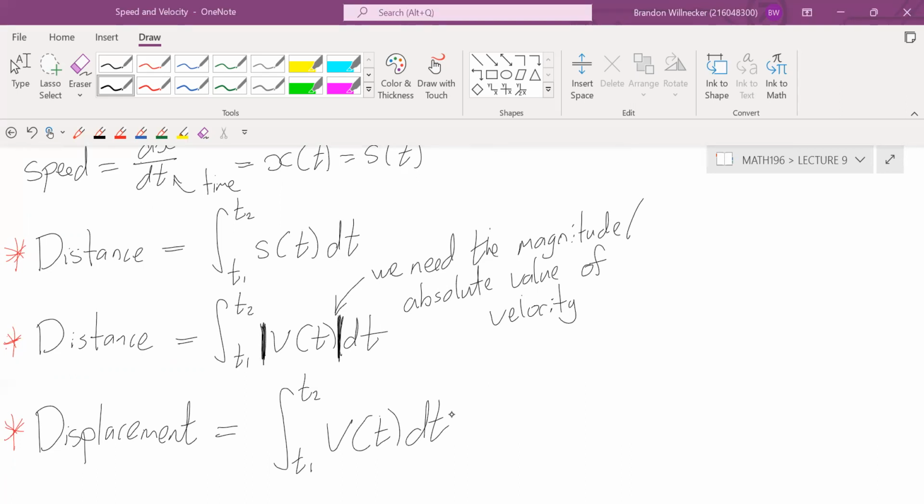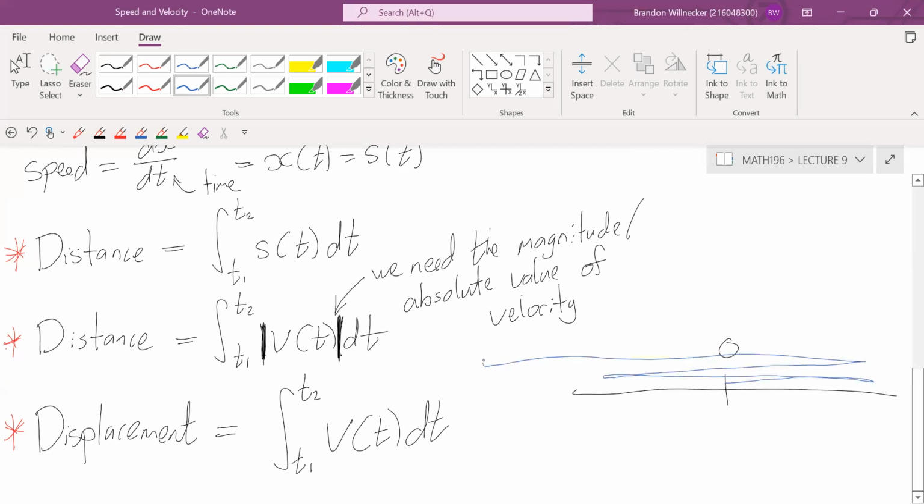So let's just draw it here. Let's say here's your 0 point. If you moved this way, then turned around and came back, and then went back there, and then you ended up back here. So here is the start. Here is the end. We see that the displacement is this portion over here, and we see that it's negative, because you ended up on the left-hand side of where you started. So the displacement is negative.